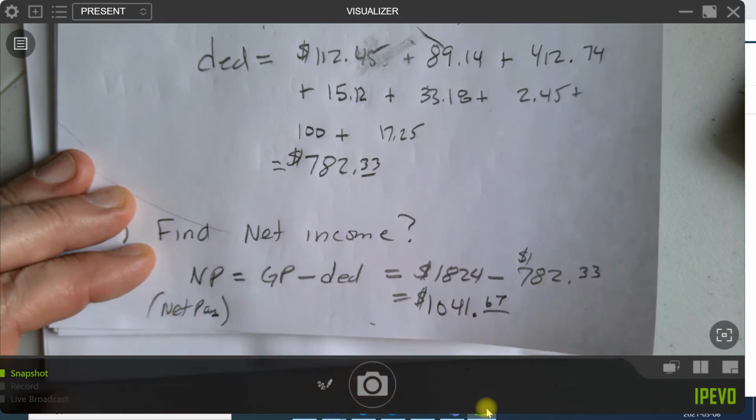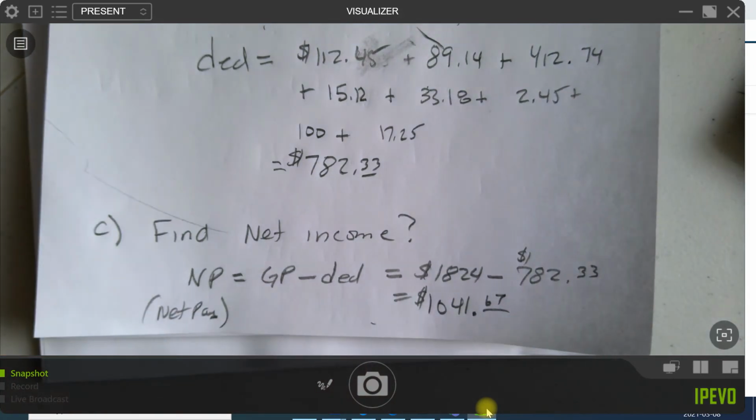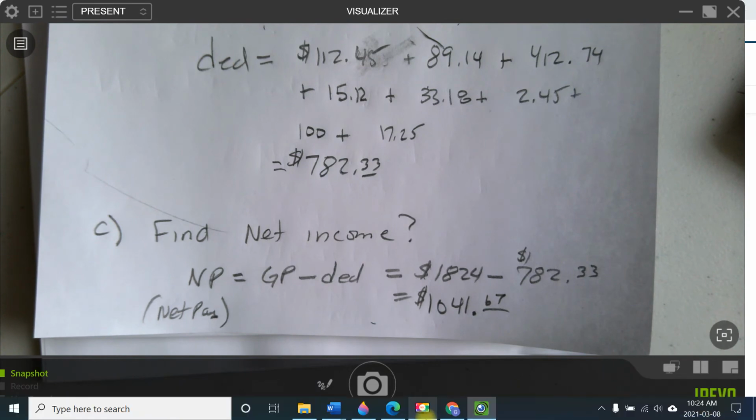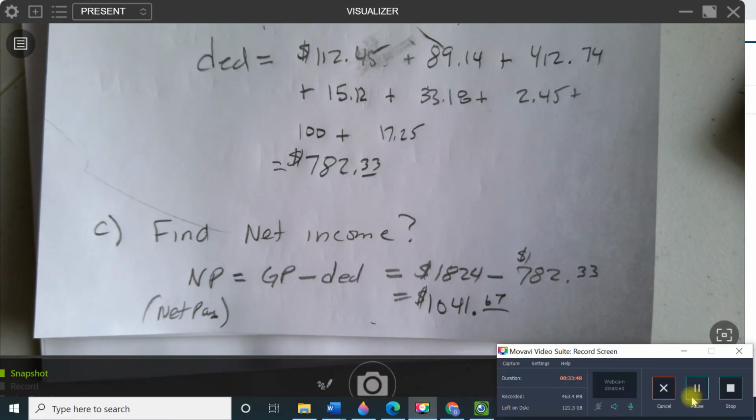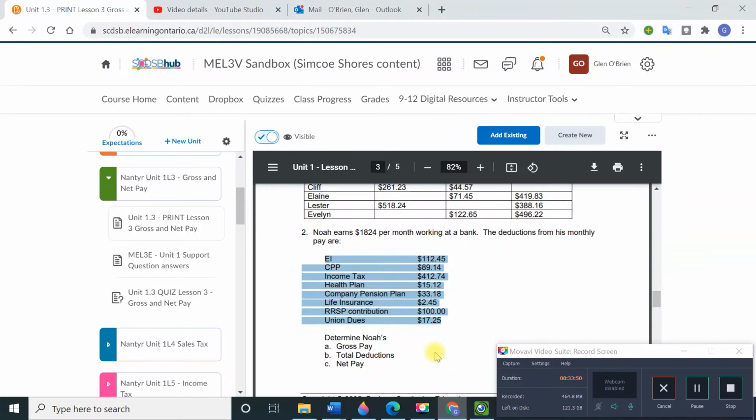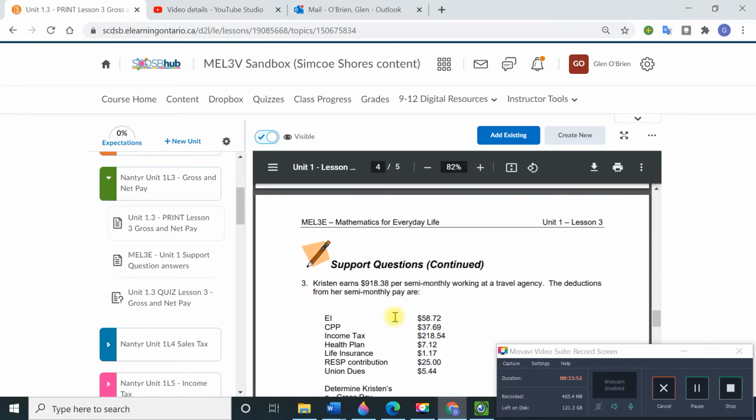Net pay. Okay, there you guys go. That was question number 2. And we're going to be doing question number 3 in a short minute. But again, I'm just going to get everything tidied up. So take a break, and we'll come back and do question number 3 in a minute.